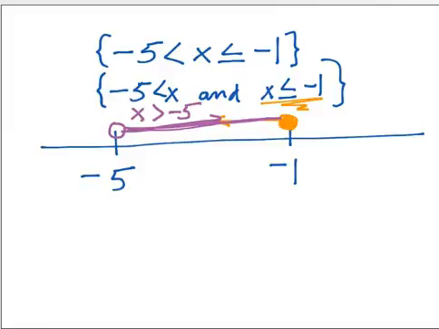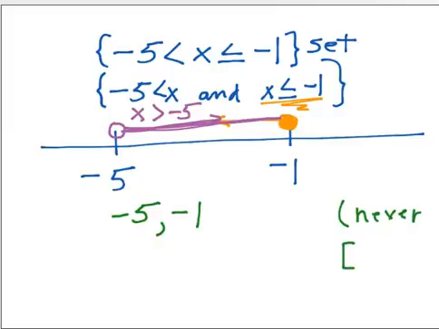Now let's write our interval notation. Remember, this is set. Let's write interval notation. What is the lowest possible answer? That's -5. What is the highest possible answer? -1. Alright, let's review. Parentheses mean it never reaches it. Brackets mean yes it does. So at -5 it does not equal -5. Therefore, that is a parentheses. But it does equal -1, and that makes it a bracket.